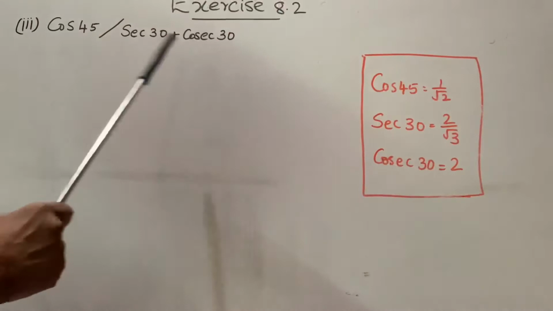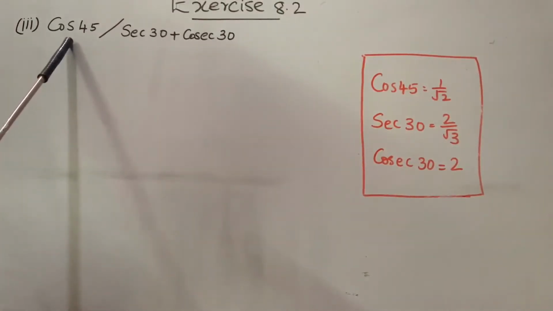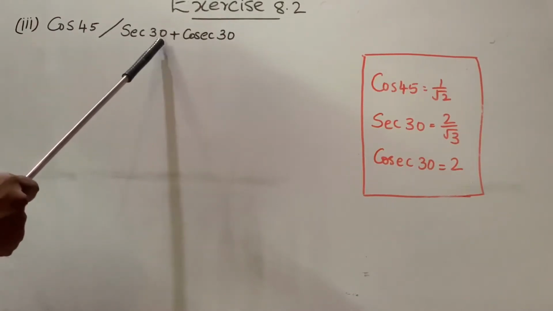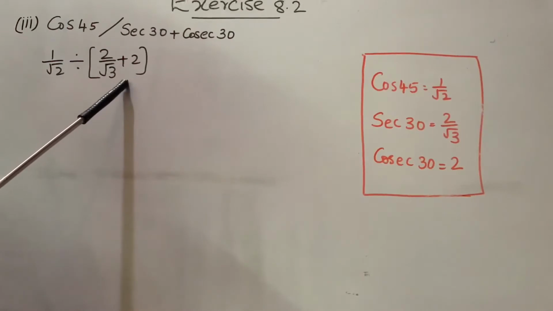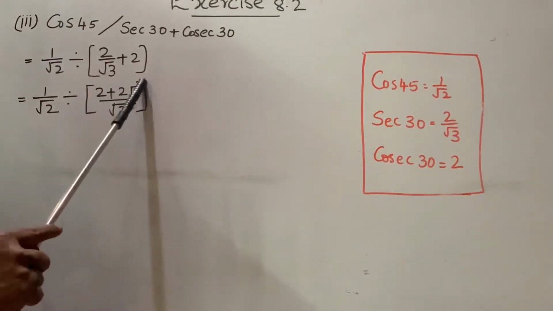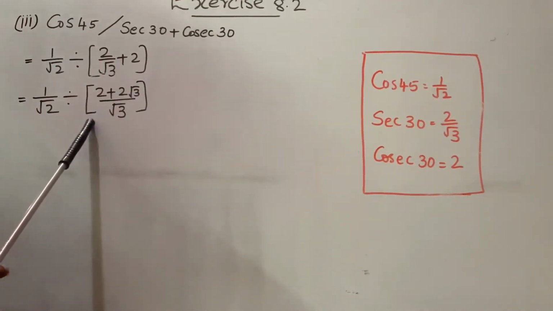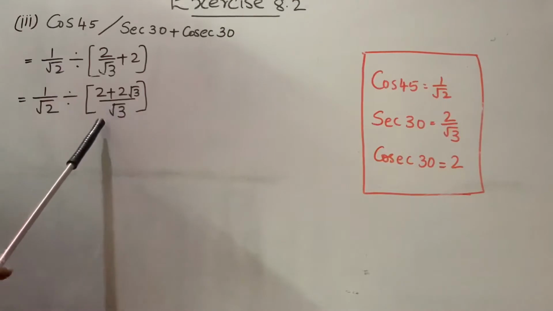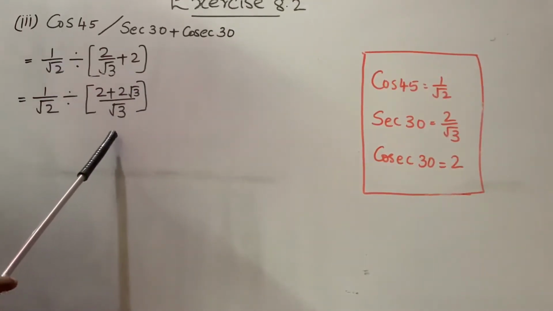Third part of the question. Find the values, substitute in the expression, then you will get 1 by root 2 divided by 2 by root 3 plus 2. Find LCM here. Root 3 is LCM. Then here we get 2 plus 2 root 3 by root 3. In this expression this is the divisor and this is the dividend. The divisor is a fraction, so you multiply by the reciprocal of this divisor. That means multiply by root 3 by 2 plus 2 root 3.